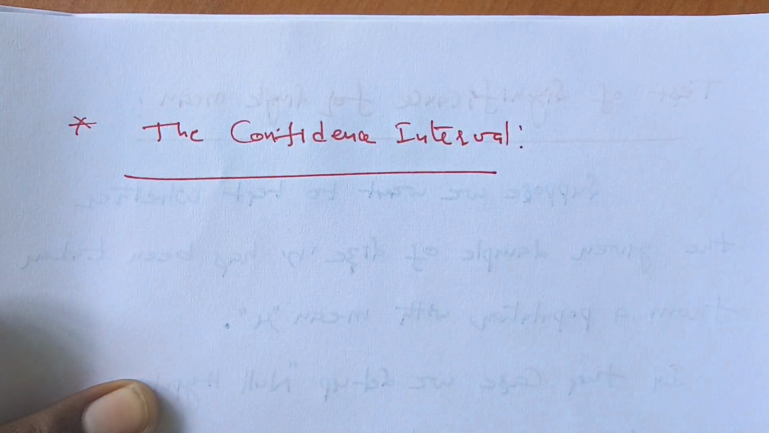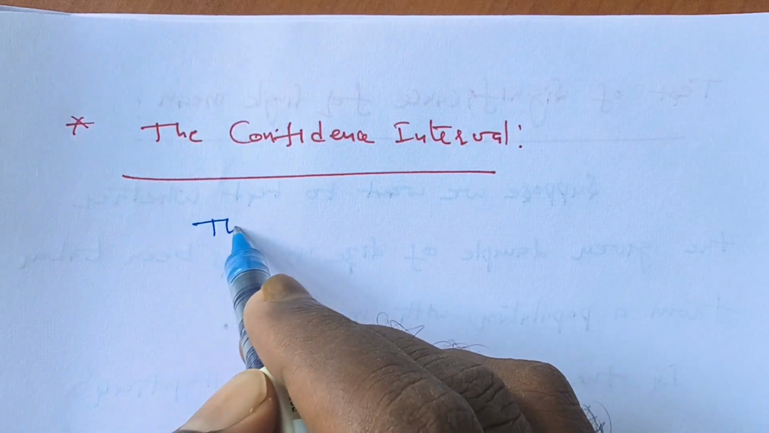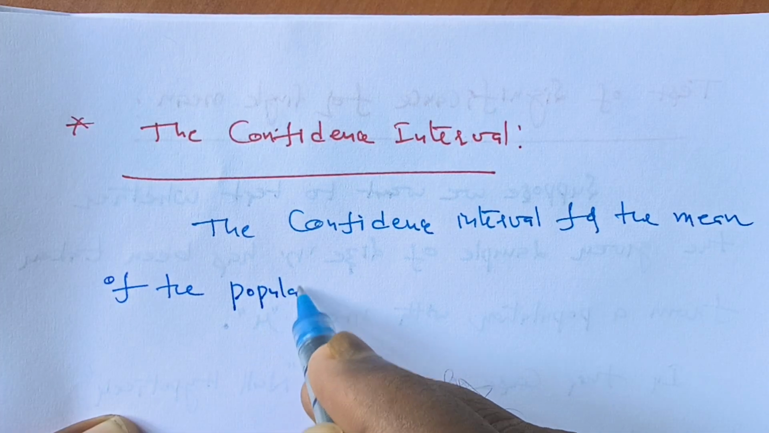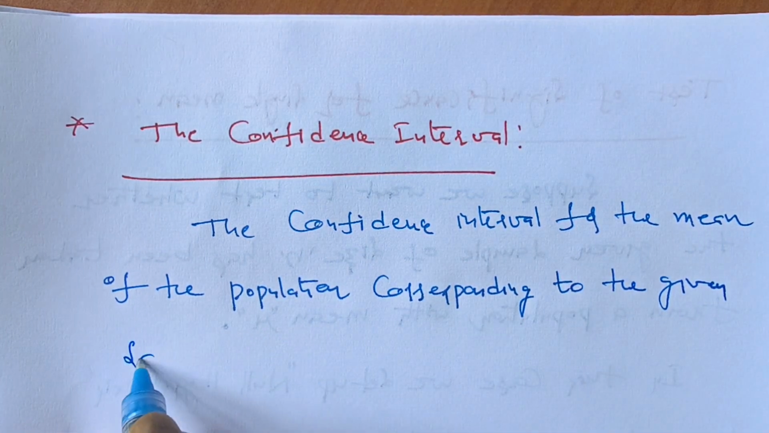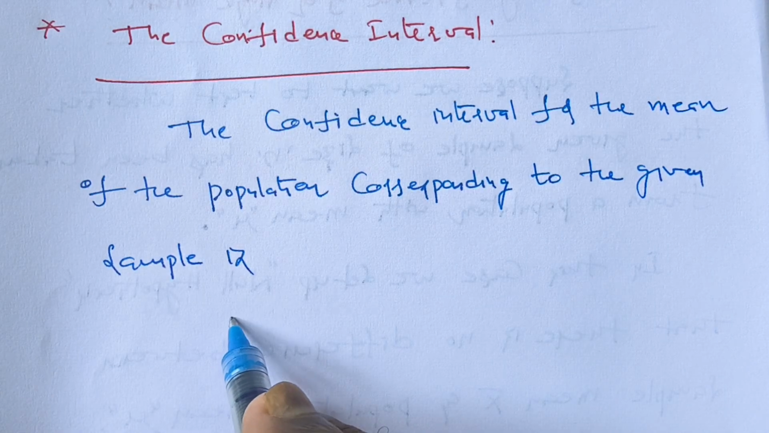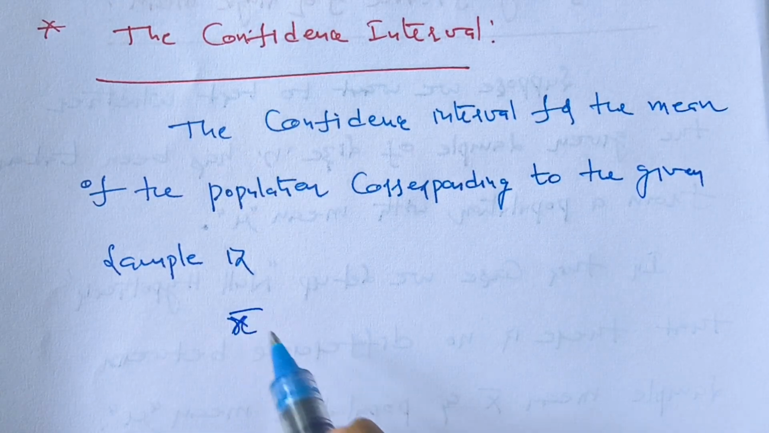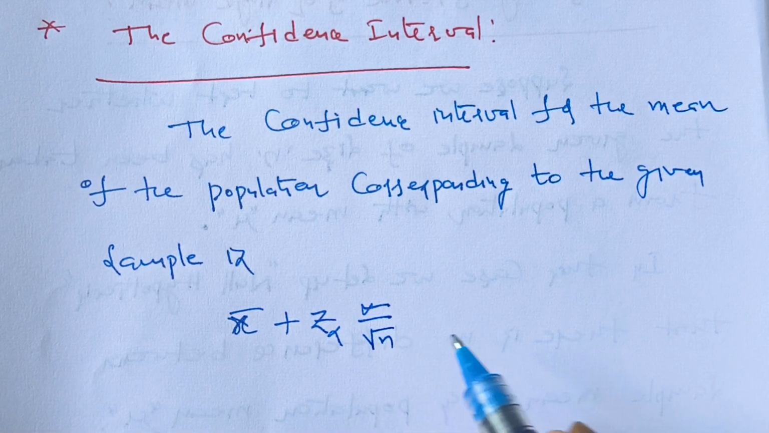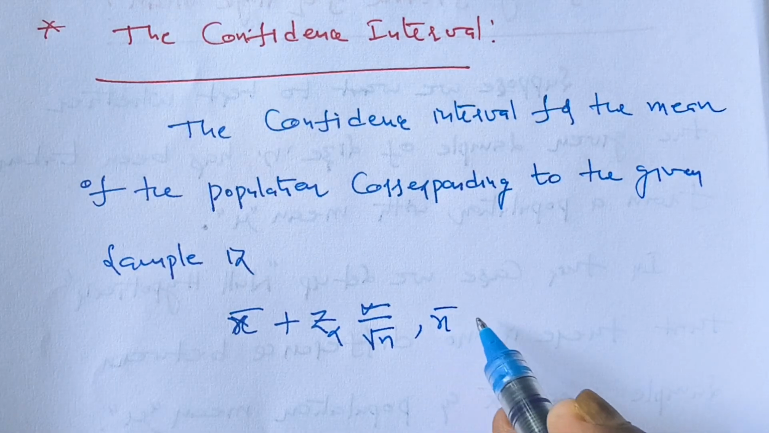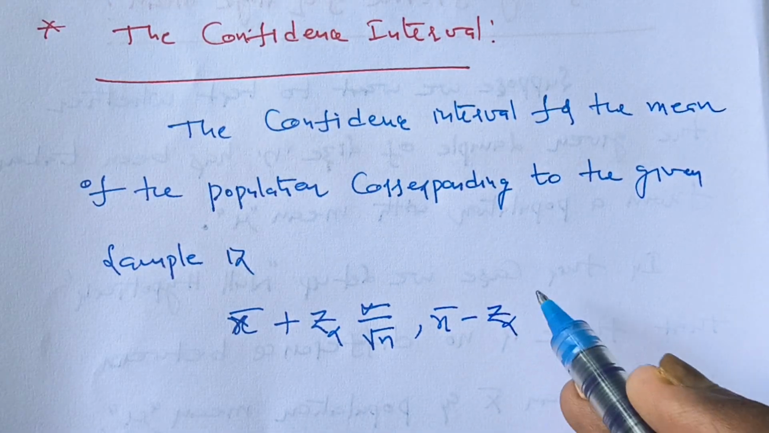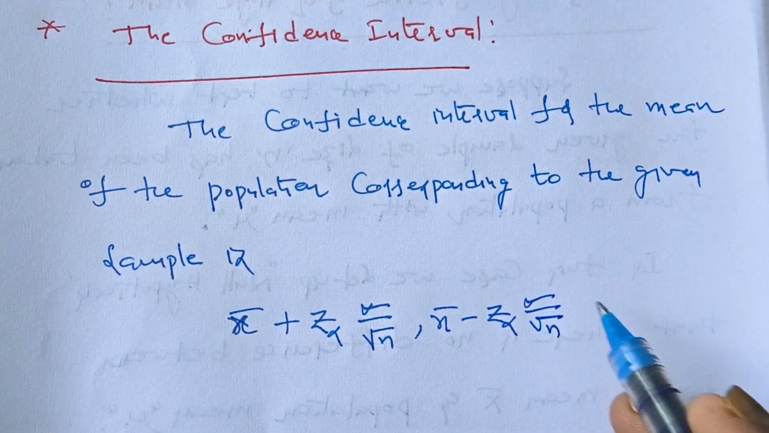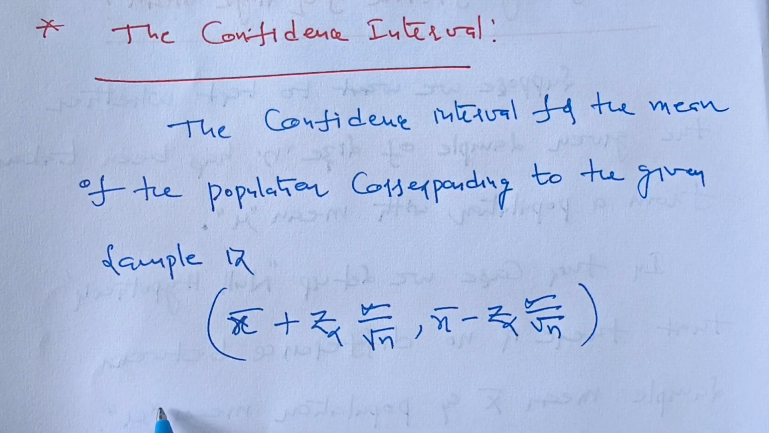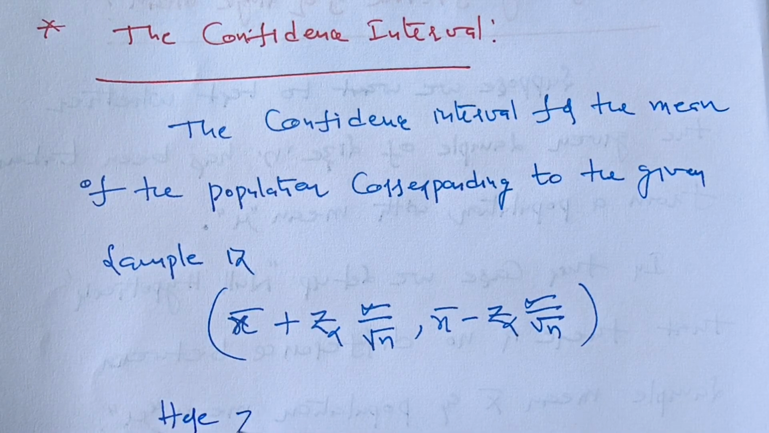Okay. Now the definition: how to find the confidence interval. The confidence interval for the mean of the population corresponding to the given sample is given by the formula x bar plus z alpha into sigma by root n, comma, x bar minus z alpha into sigma by root n. This is the confidence interval formula for the mean of the population corresponding to the sample.